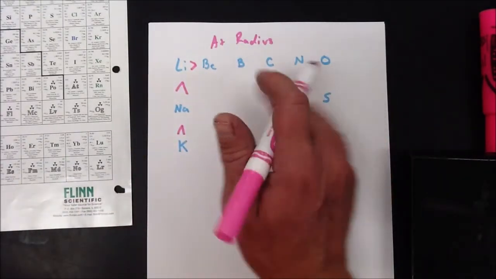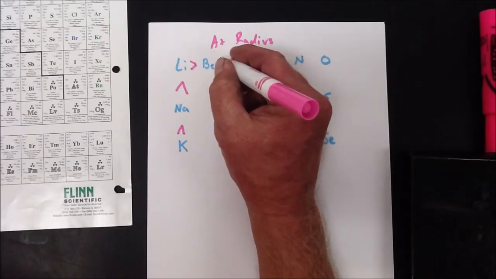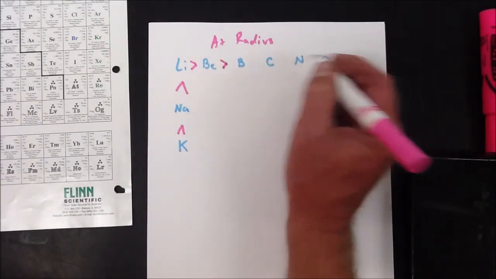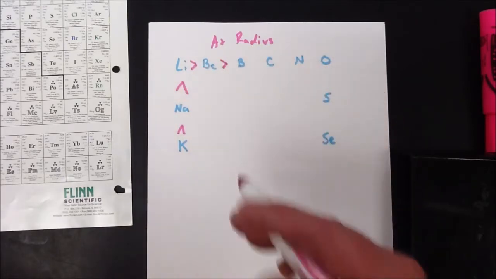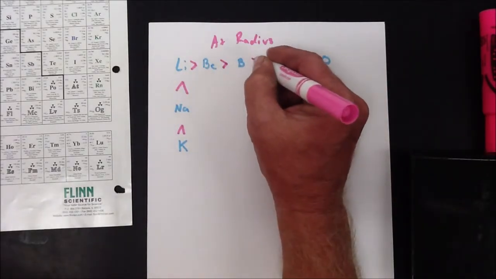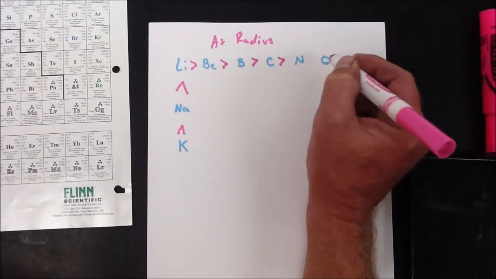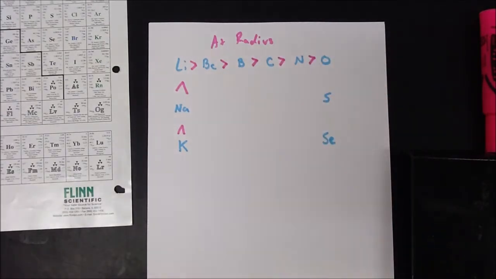Going back up here and picking up, I would say beryllium is bigger than boron, because as I go across through here, I'm in the same row, essentially the same shielding, but I'm getting a more effective nuclear charge, which is going to make these atoms smaller. Again, that's me making predictions.